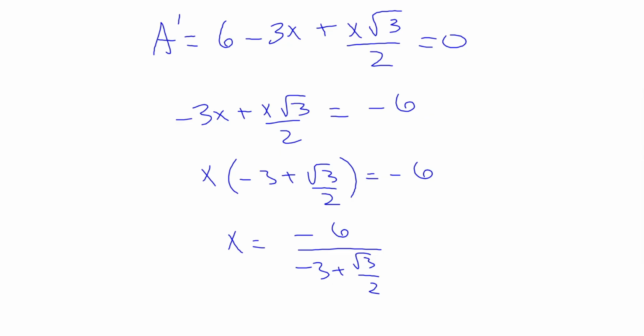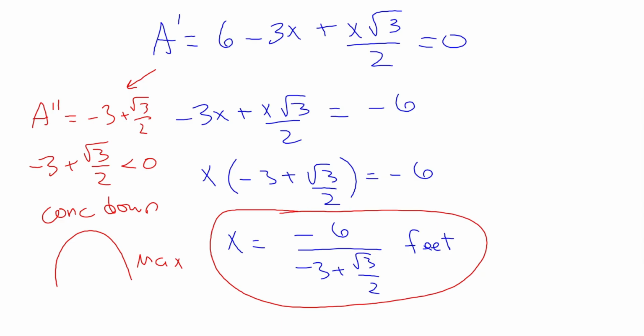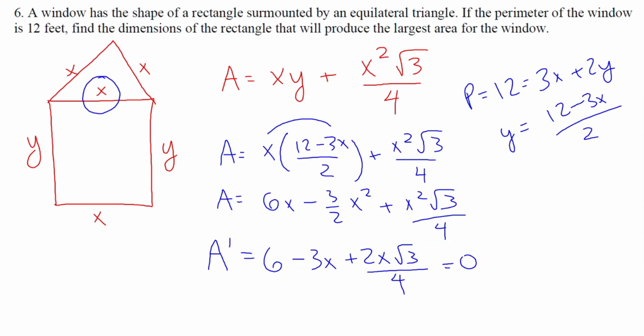And I don't know what our units were on this particular problem. I think they were feet. Right, so feet for this. And we do want to confirm that this is going to give us the maximum area. So find a second derivative here, a double prime. Well, the 6 goes away. It's just negative 3 plus root 3 over 2. Well, negative 3 plus root 3 over 2 is certainly a negative number, which tells us it's concave down. If it's a concave down function, that's where we have a maximum. So a maximum when x is negative 6 over negative 3 plus root 3 over 2.